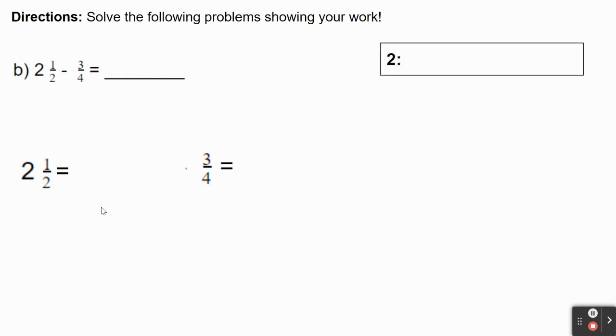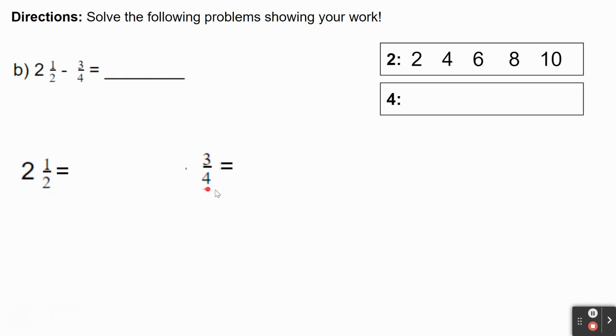Let's start with 2, since that's the denominator of our first mixed number. We have 2, 4, 6, 8, and 10. Now let's list out the multiples of 4, since that's the denominator of our second fraction. We have 4, 8, 12, 16, and 20. When we look at both of these lists, we can see that 4 is the first multiple in both lists. So we're going to rewrite each of these fractions so that the denominator is 4.